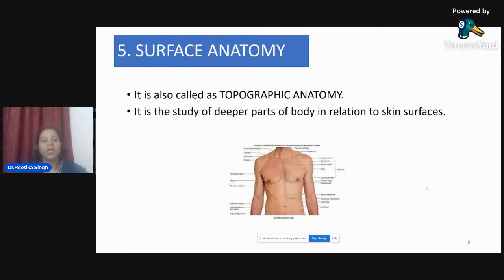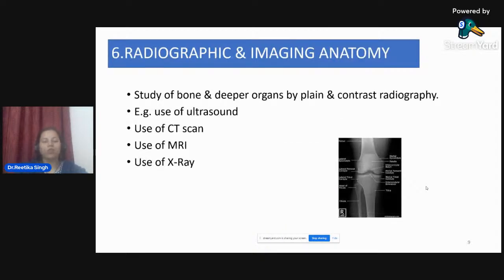Surface anatomy. It is also known as topographic anatomy. It is the study of deeper parts of the body in relation to the skin surface, like your clavicle, where it is located, and the scapula, about the shoulder. These are all done by surface anatomy. Then radiographic and imaging anatomy, in which we study the different structures according to MRI, X-ray, and ultrasound. The deep structures are studied.